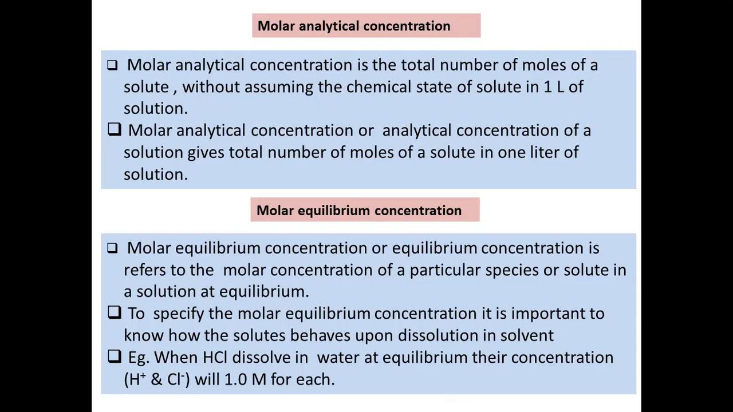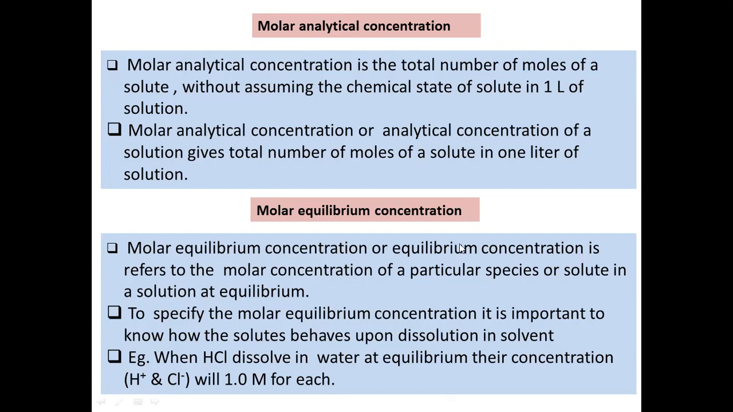So there is not too much difference between these two entities. The molar analytical concentration is the total number of moles of a solute, without assuming the chemical state of the solute, in 1 liter of solution. So the molar analytical concentration, or analytical concentration of a solution, gives the total number of moles of a solute in 1 liter of solution. That is simply the molar concentration actually.